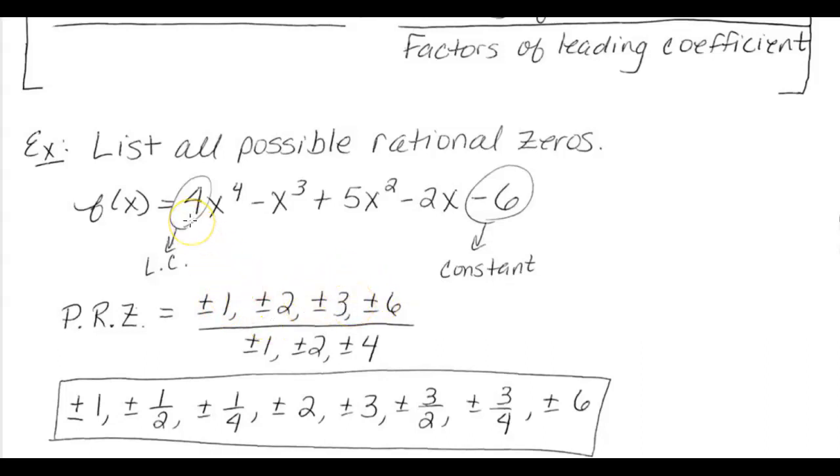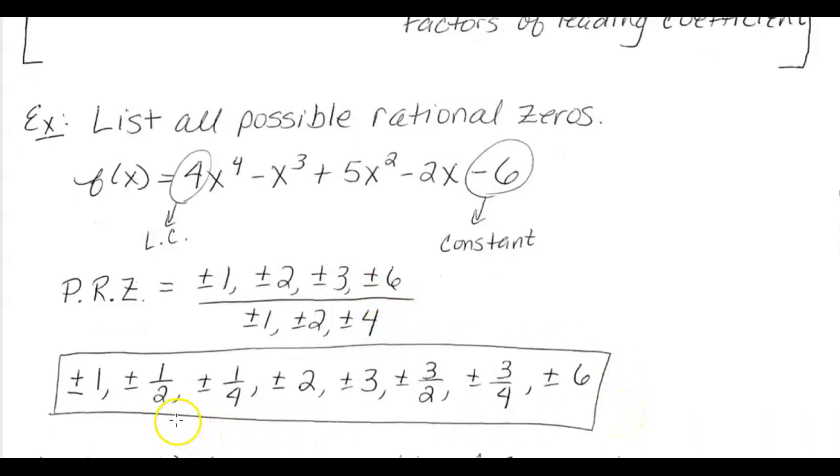The denominator should be all factors of 4. So plus or minus 1, plus or minus 2, and plus or minus 4 are the only numbers that divide evenly into 4. So this is the format of what a possibility of a rational zero would look like. If it asks for the complete list, you would want to write them all out. So plus or minus 1 over 1 is 1, 1 over 2 is 1/2, and 1 over 4 is 1/4.